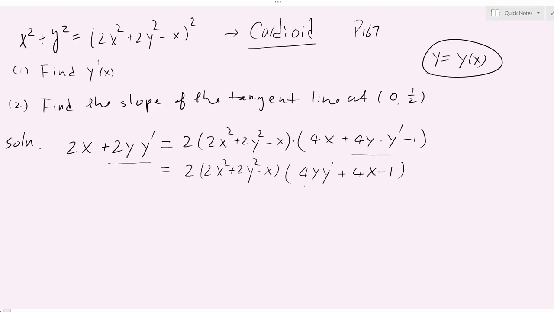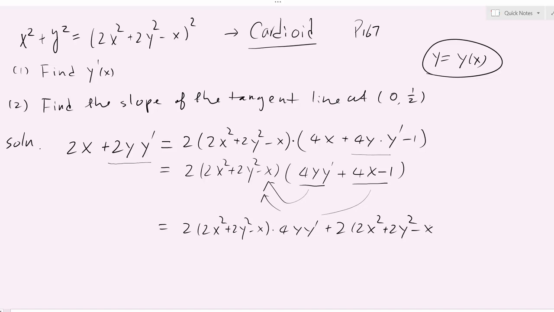So now let's multiply the right hand side out. Distributive law: this one multiplied by this thing, and then this one multiplied by what's in the front. So this is going to be twice (2x squared plus 2y squared minus x) multiplied by 4y y prime, and then plus twice (2x squared plus 2y squared minus x) multiplied by (4x minus 1). Now we move the terms containing y prime to the left hand side.